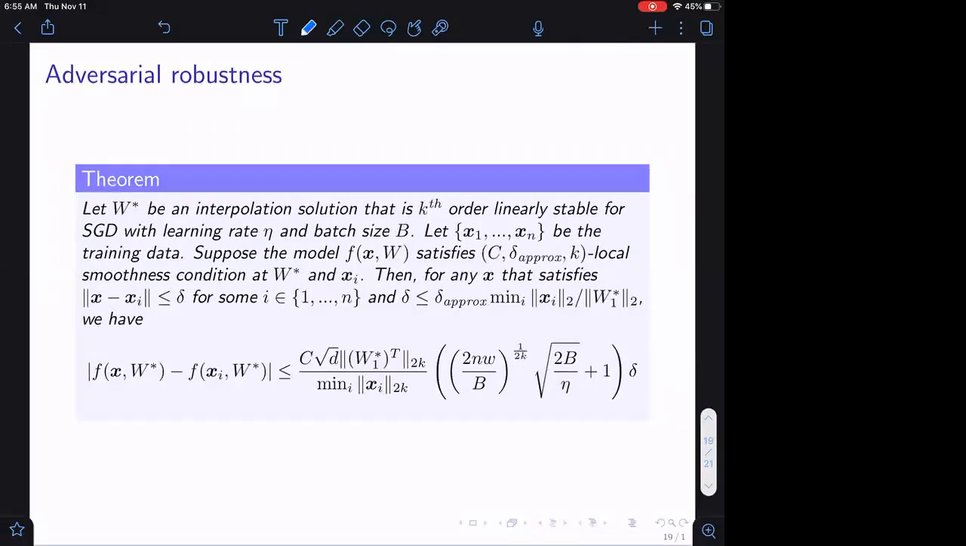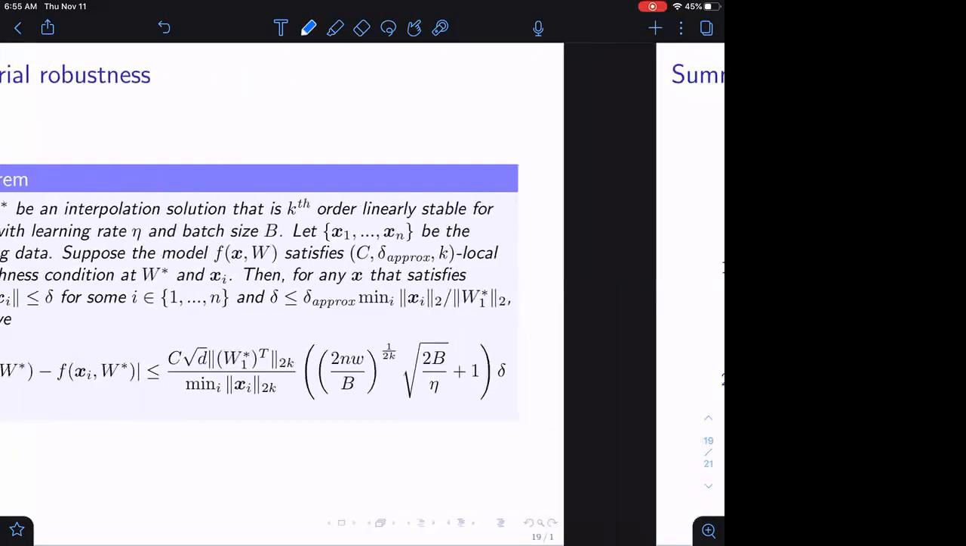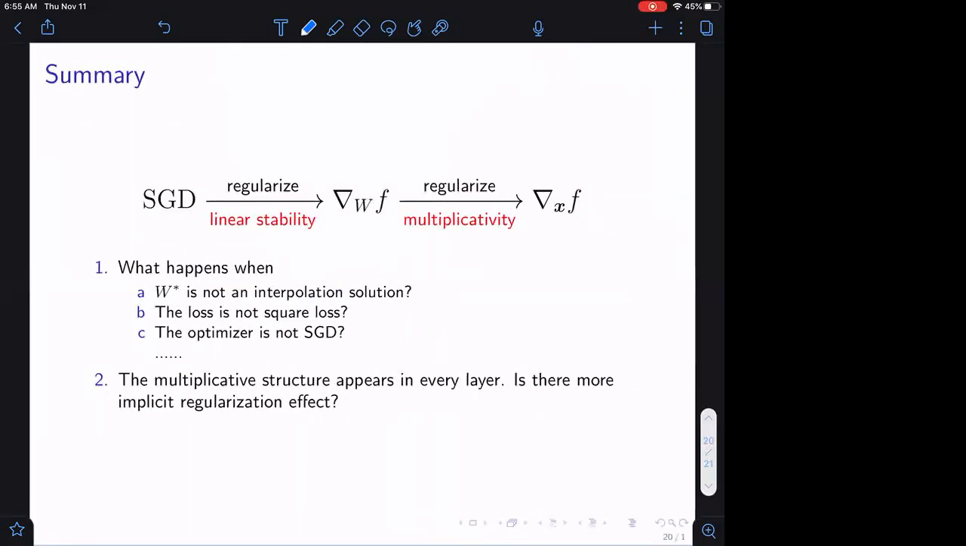Now, the same analysis can also be extended to the adversarial robustness case. I claim that adversarial robustness is almost the same as generalization, because it means that if you perturb your input a little bit, you will not get a very different response. It is essentially the same theorem, a corollary of the previous theorem.